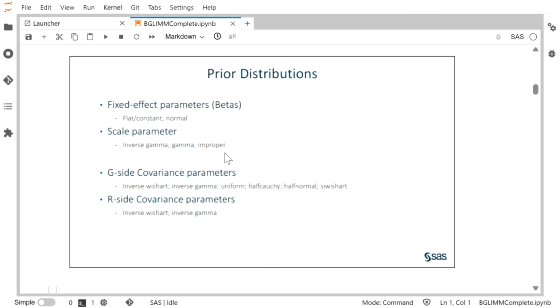The G side, the R side, you can see the choices there. You have inverse Wishart. Inverse Wishart is a great distribution when you're talking about variance covariance matrices. That's why it is present in both the G side and the R side. But you do have a few extra pieces and possibilities in the G side, but that is your list right there.